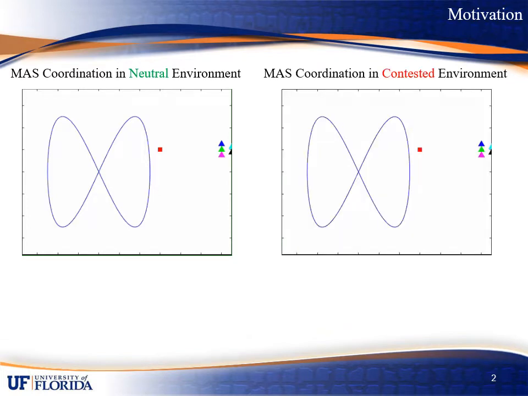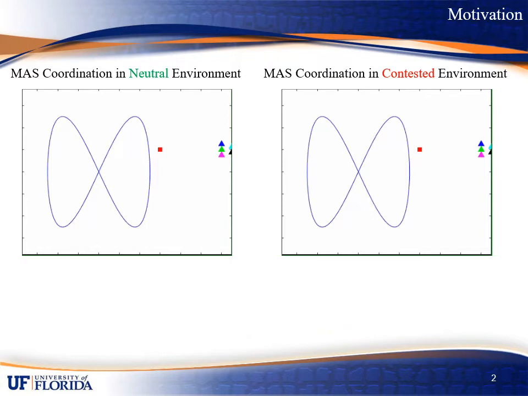Next, we show the same scenario, except that we replicate the synchronization simulation in a contested environment. As you can see, all agents initially synchronize their trajectories. However, once one of the follower agents abandons the multi-agent system, the remaining agents are destabilized and they cannot synchronize their trajectories with that of the leader.